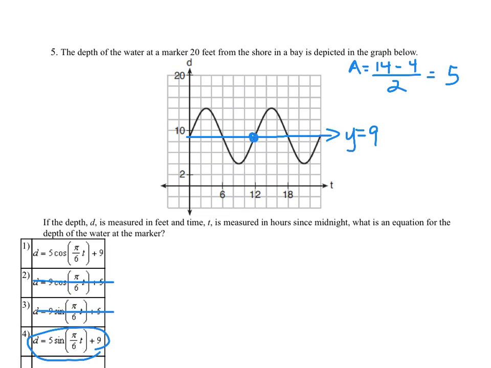Remember, the period of the graph is how long it takes to complete one full curve, and this is one full curve. So my period is 12. So remember, to find the frequency, we do 2 pi over the period, which is 12. And that's how they're getting pi over 6. Okay? And then the last thing is that plus 9 at the end, and that plus 9 is that vertical shift. And here is your vertical shift. Your vertical shift is the same as the equation of your midline.